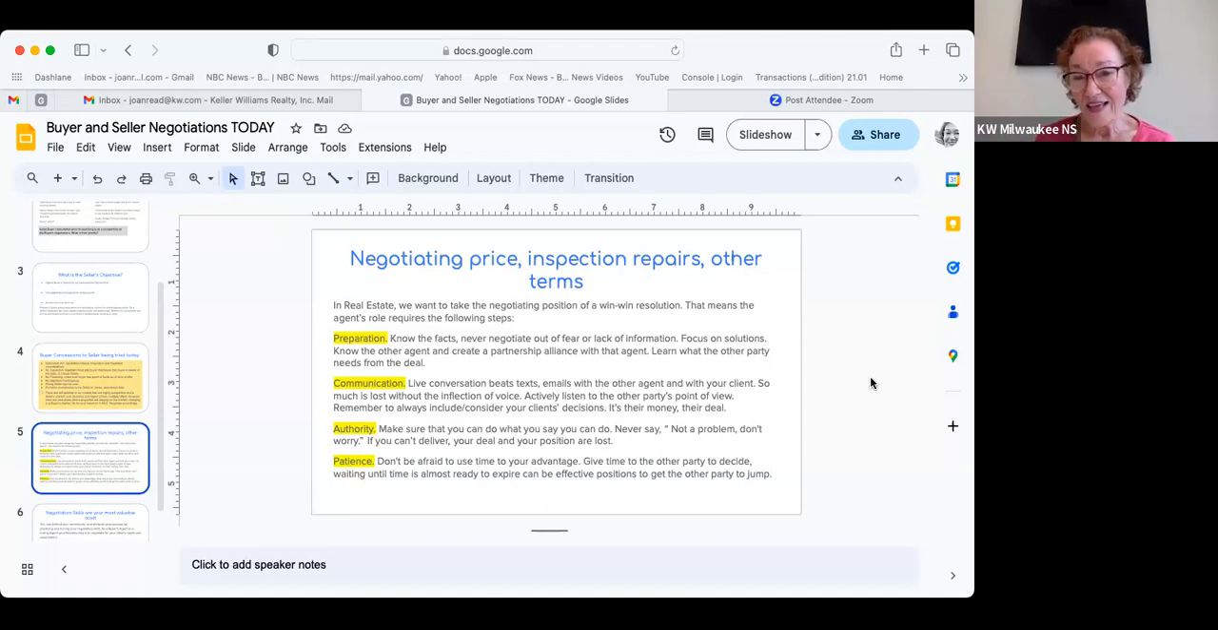The other thing, and that's where this third thing comes in, authority. Establish yourself as the professional, as the authority. Make sure that you can do what you say you can do. I've struggled as a manager for many years hearing my agents say, oh, that's not a problem. Don't worry, I'll take care of it.